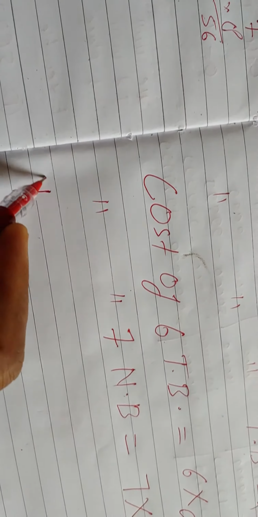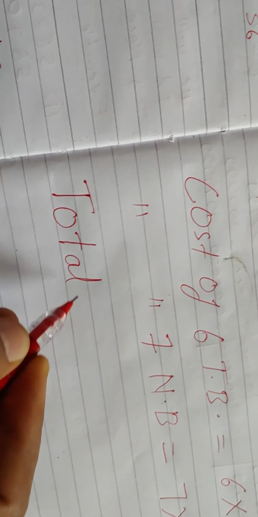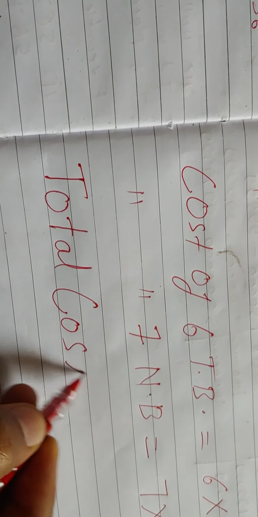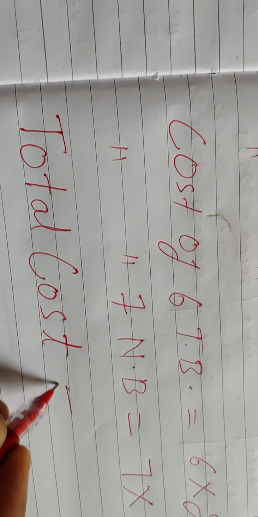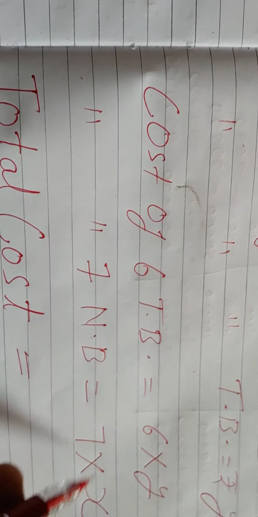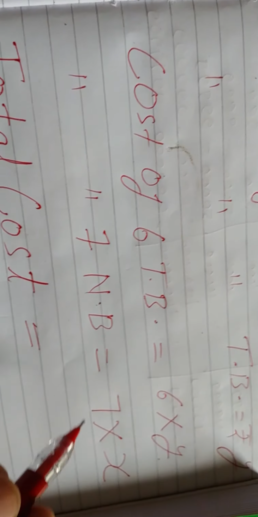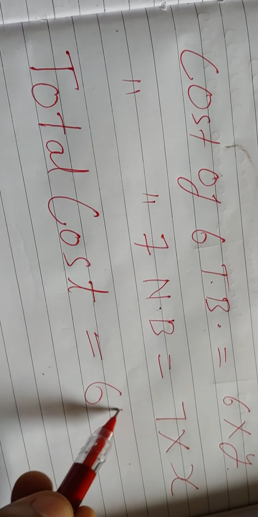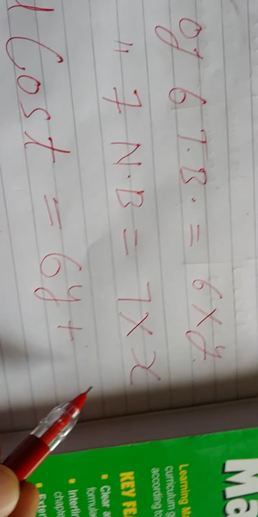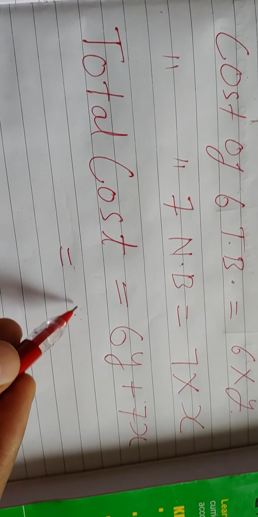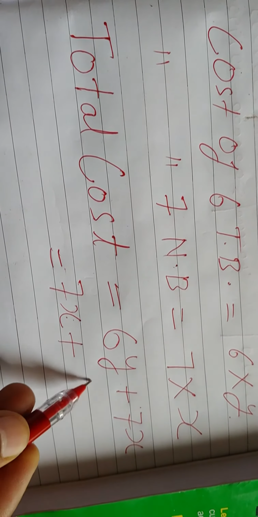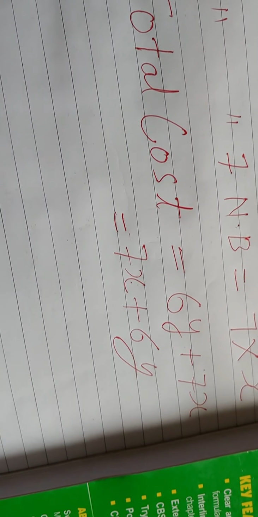Total cost is equal to what? Total cost is equal to the cost of this plus the cost of this. So 6y plus 7x, or writing in a neater way, 7x plus 6y. It is your answer.